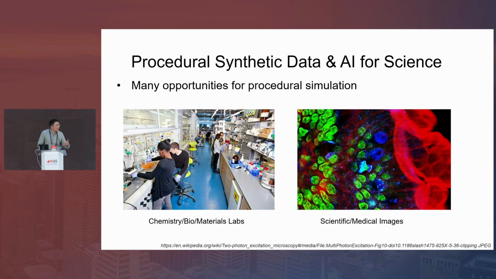There are actually many other opportunities with procedural simulation. For example, if we'd like robots to be able to work in a chemistry or biology lab, we'd like them to understand what's going on in terms of different objects and how they are moving. We'd also want them to be able to handle different objects. Procedural simulation provides an opportunity to create virtual versions of such labs for us to train robots, especially in terms of their visual perception and manipulation skills.